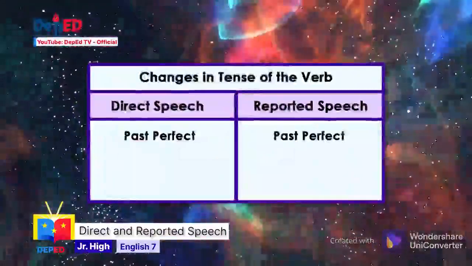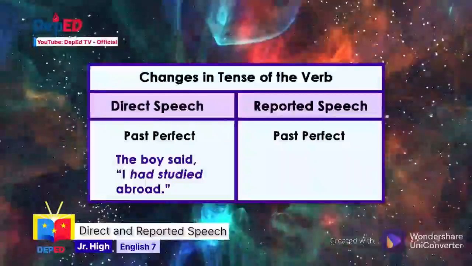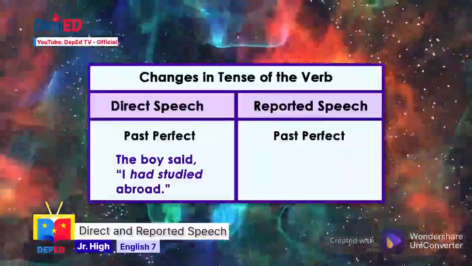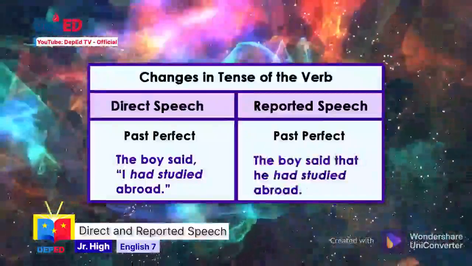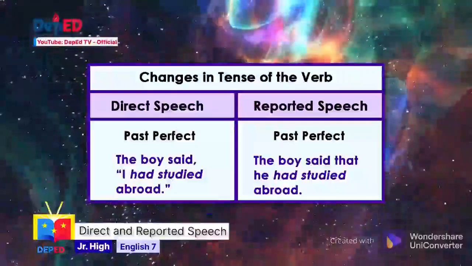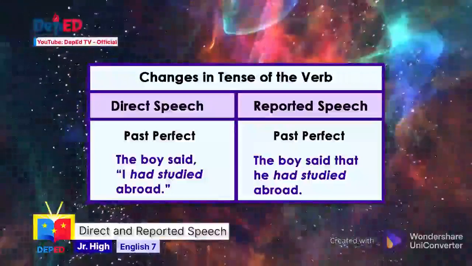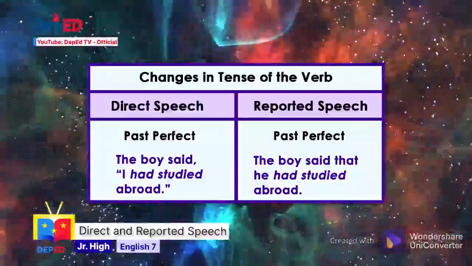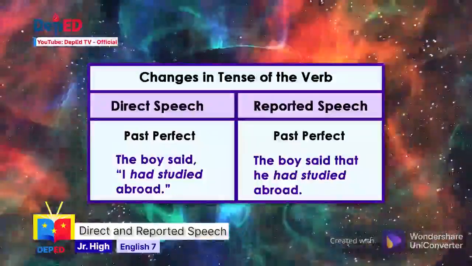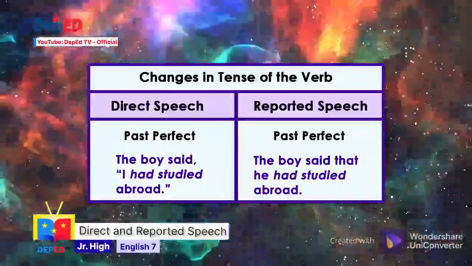Past perfect: The boy said, "I had studied abroad." Past perfect: The boy said that he had studied abroad. In direct speech, the verb had studied is in its past perfect tense. In reported speech, the verb becomes had studied, which is also in its past perfect tense.